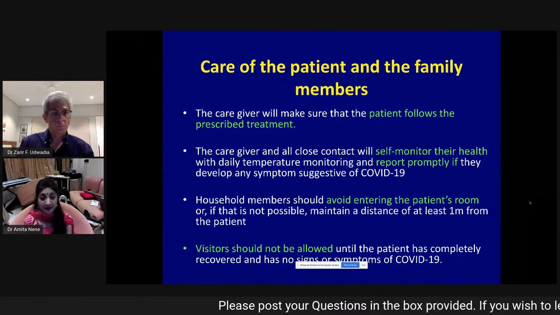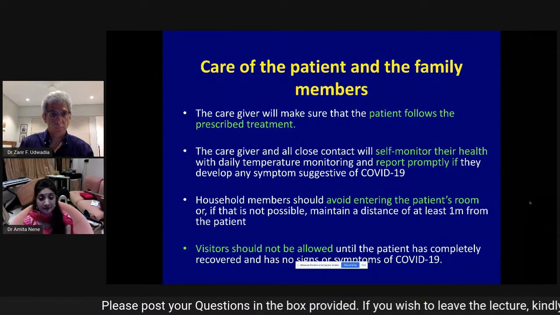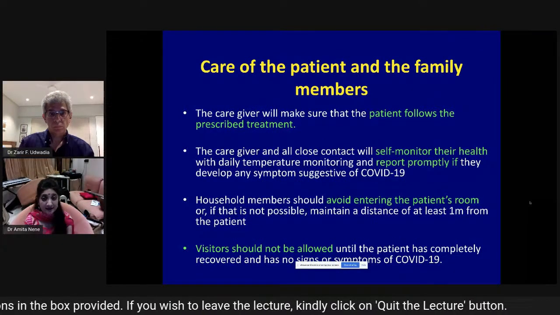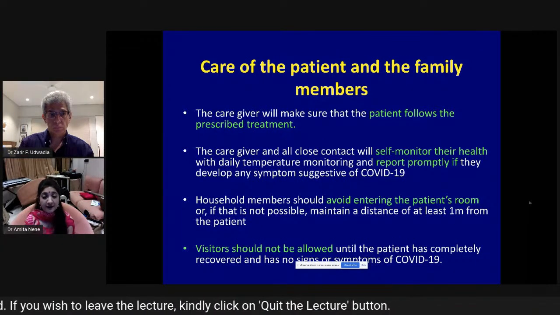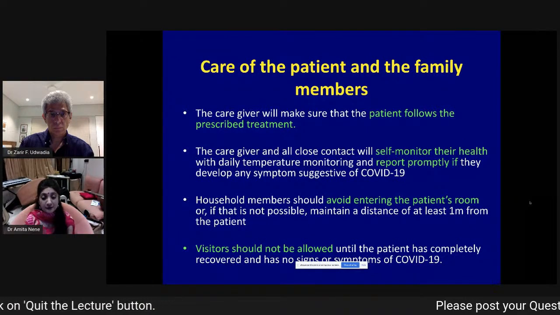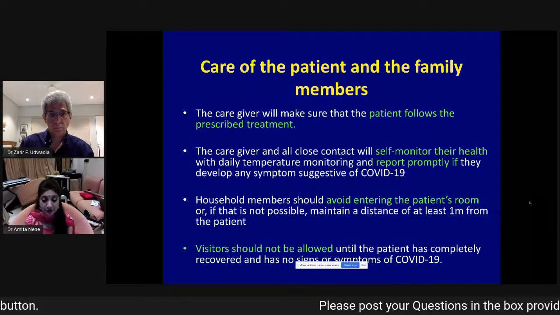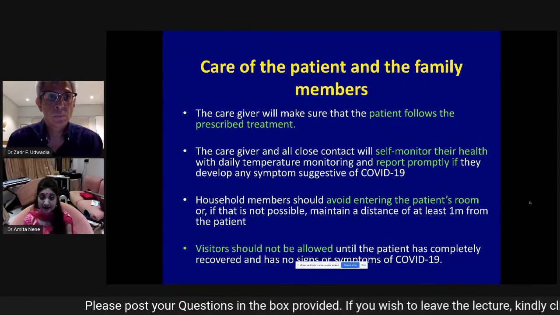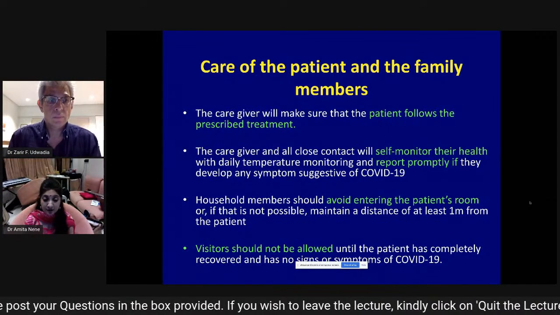The caregiver and the close contacts must self-monitor their health with daily temperature monitoring, and the caretakers also must report promptly if they develop any symptoms suggestive of COVID-19. The household member should avoid entering the patient's room, and if it's not possible, then they must maintain a distance of at least 1 meter and ideally 2 meters from the patient.